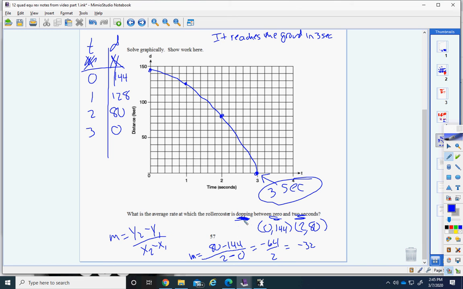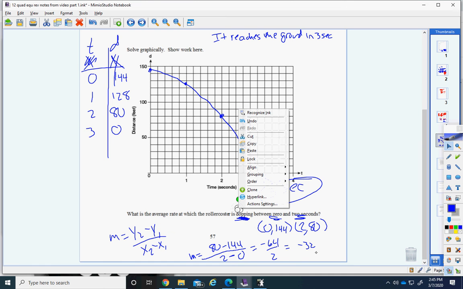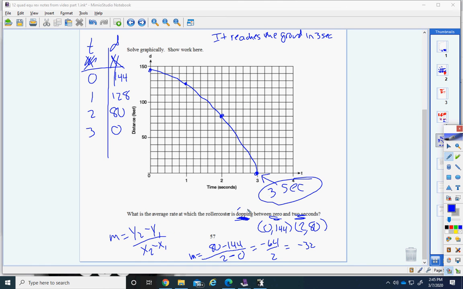And it makes sense because it should say dropping. I notice it says dopping. We're missing an R here. Dropping. The negative represents the drop. So the average rate at which the roller coaster is dropping, it is dropping at a rate of 32 feet per second. Between 0 and 2 seconds.